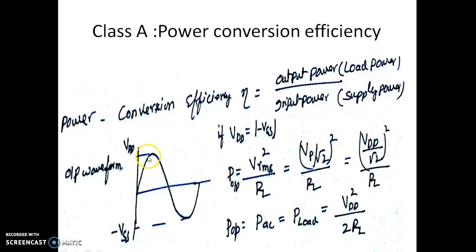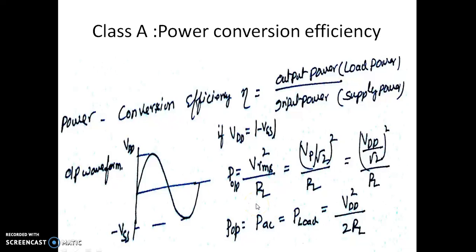This peak is nothing but the VDD. So we are replacing this peak by VDD. So it is now VDD by root 2 whole square. We are retaining this RL as it is. So we can further write it as VDD square by 2RL. So this is the PAC, that is AC power delivered to the load, which is nothing but P load.